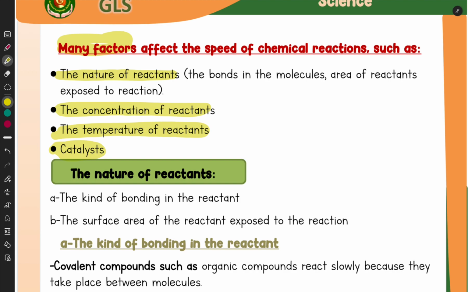So first thing we have here is the nature of reactant. Nature of reactant depends on the type of bond. We of course have two main types of bond, not all bonds. Hydrogen bond is a type of bond, but the two main types of bond are covalent bond and ionic bond. So this depends on them, ionic or covalent.